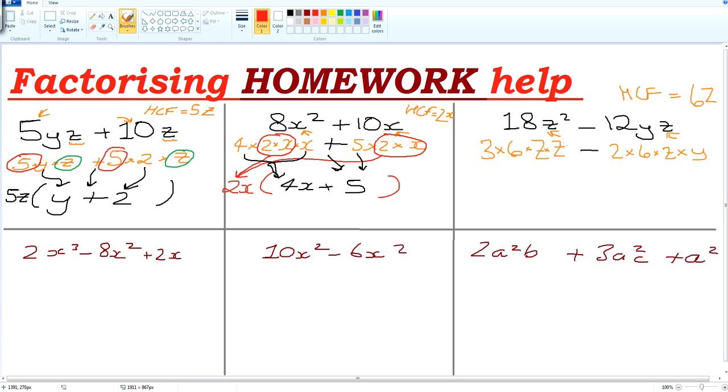So the highest common factor is 6z. I can see right here nice and clearly. Grab it, pull it out. Grab it, pull it out. So we have a nice 6z outside. Now what are we left with inside?